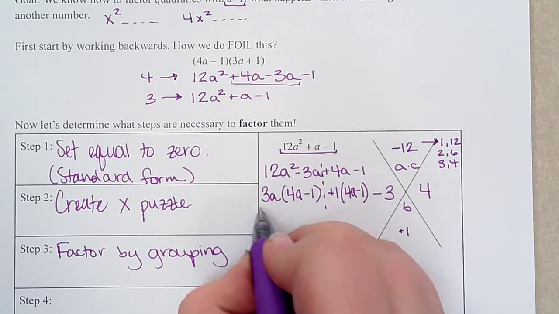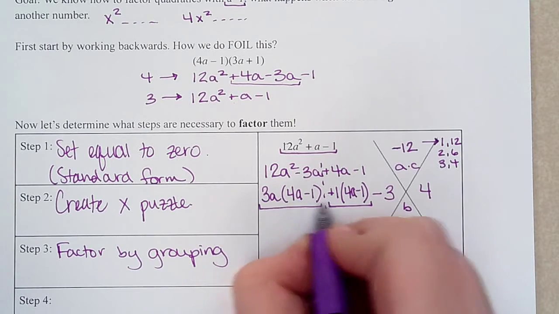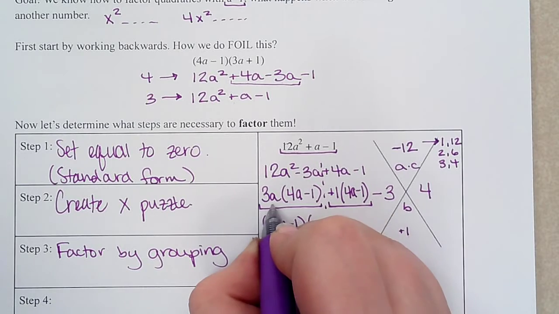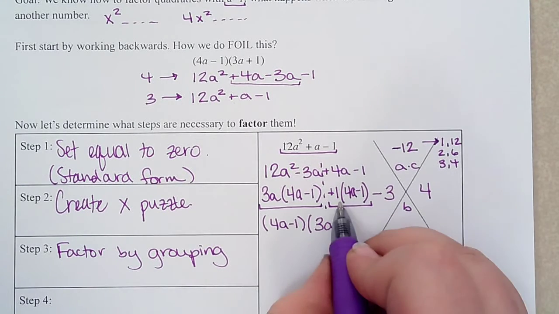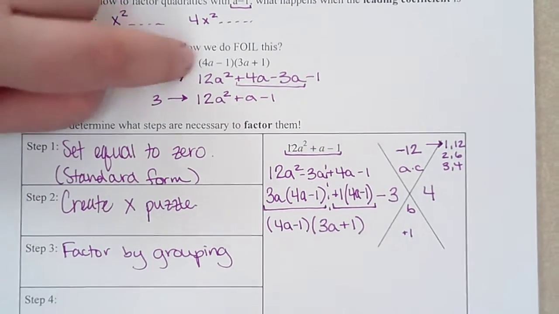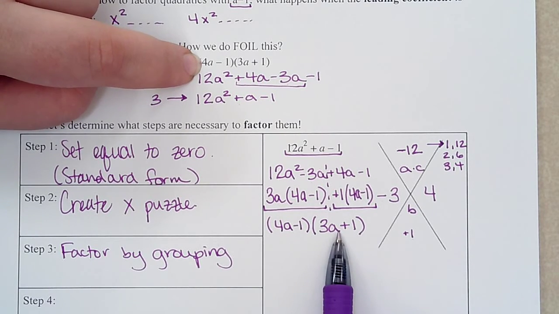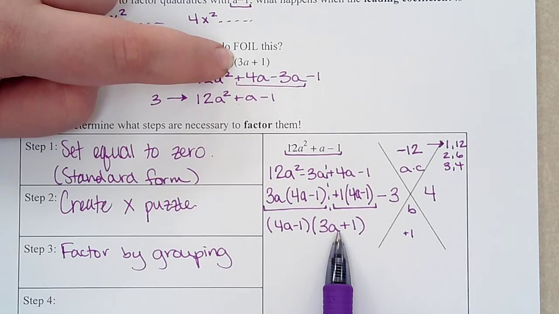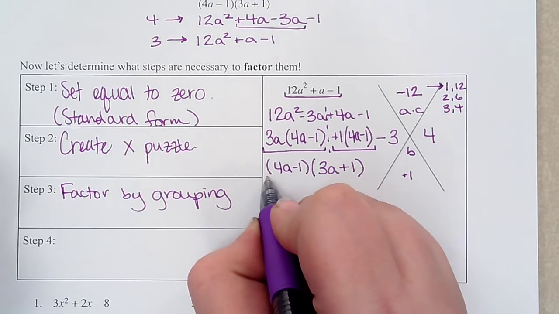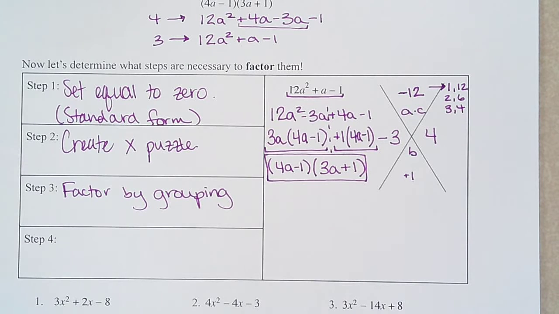And what this allows us to do is now see what the first term and the second term have in common. They have a 4a minus 1. When I factor that out of the first term, I'm left with 3a. When I factor it out of the second term, I'm left with a plus 1. Now, oddly enough, if we go back up to this example, you'll notice that our 4a minus 1 matches our first term, and our 3a plus 1 matches our second term. So, by using this X puzzle and factoring by grouping, we can factor things that have a leading coefficient that is not 1.